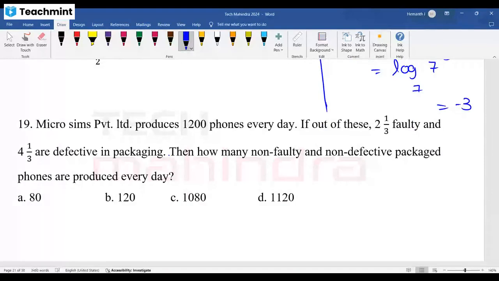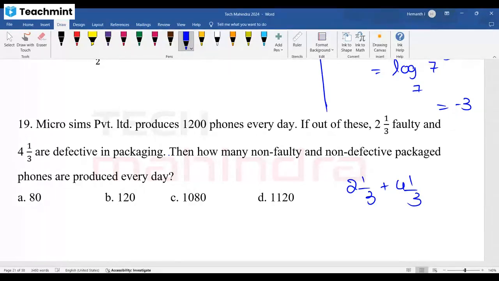Why, sir? See, 12,000 phones every day, that company is producing. Out of this, 2 1 by 3 are faulty and 4 1 by 3 are defective in packing. Means 2 1 by 3 plus 4 1 by 3. 2 plus 4 is 6, 6 plus 2 by 3. Fine. 2 1 by 3, 4 1 by 3 defective in packing. Then how many non-faulty and non-defective packaged phones are produced every day?